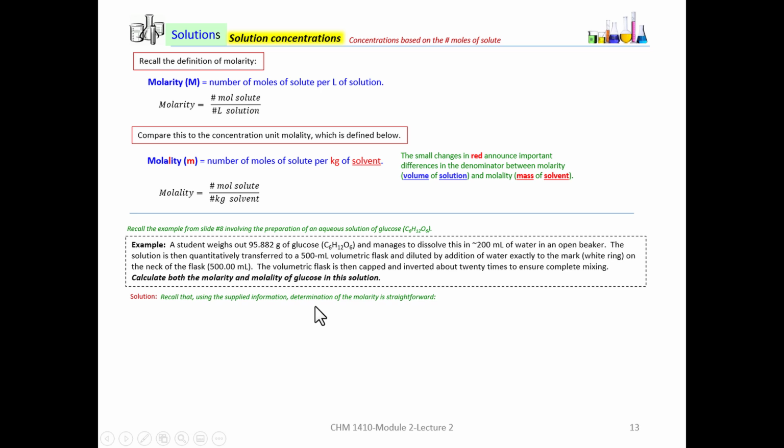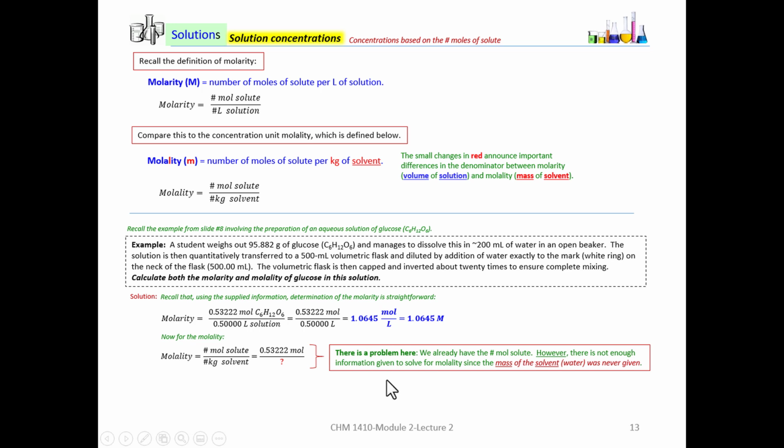Well, recall that determination of the molarity is straightforward. In fact, we've done this calculation. The 95.882 grams of glucose turns out to be 0.53222 moles, and the molarity turns out to be 1.0645 moles per liter. Now for the molality. Well, the molality, at least the first part, is easy. We've got 0.53222 moles of glucose, but we want to divide by the number of kilograms of solvent, in this case kilograms of water. We don't know what that is.